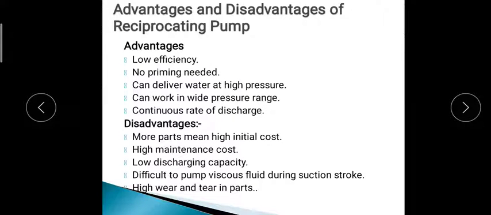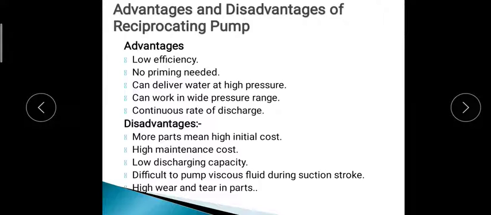So what are the advantages and disadvantages of the reciprocating pump? The reciprocating pump has, actually this is a disadvantage, a low efficiency compared to the centrifugal pump. It requires no priming. We'll discuss priming in the next slide, but in a centrifugal pump we require priming to be done.